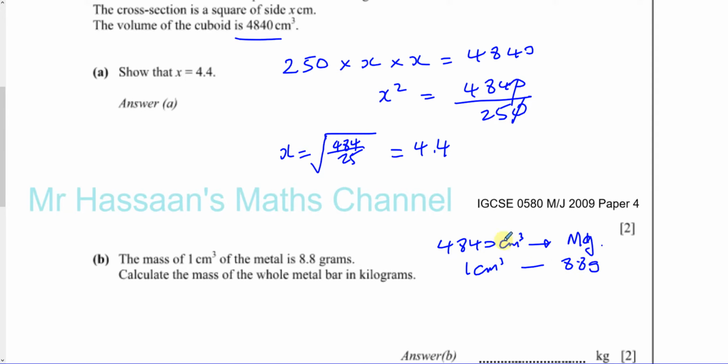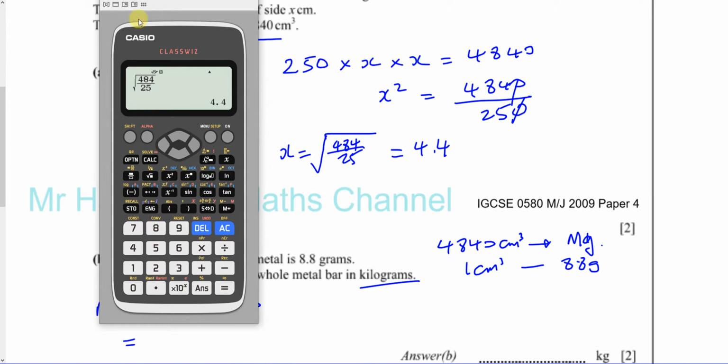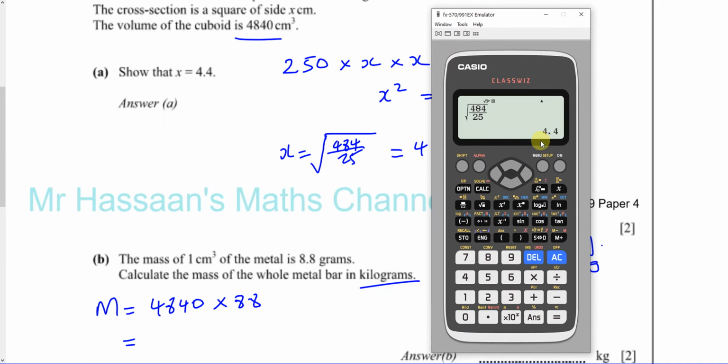So m is equal to 4,840 times 8.8. Now that will give us an answer in grams, and the answer they want is in kilograms. So be careful about the units. It's very important to be very careful about the units here. With these types of questions, you should read the questions very carefully.